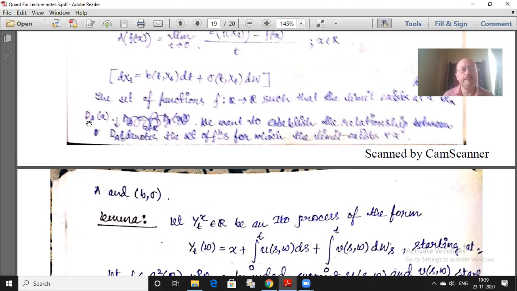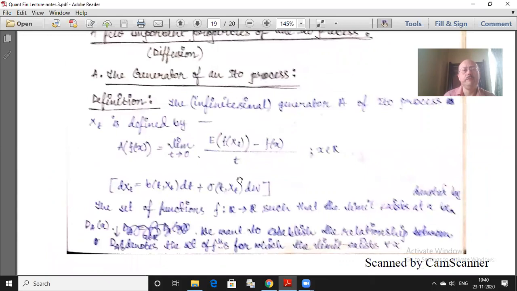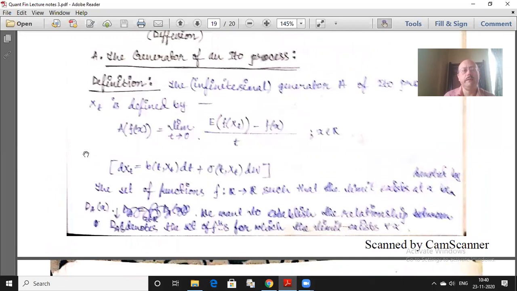So I have D_A(x) for a specific x. If I take the intersection over all x in R, all the possible starting points, then that set is the set where this limit exists for any starting point, which I call simply D_A. Okay, so is that all right? I'm trying to understand this rate of change operator in the expectation, which we call the generator, and I am specifying that the good functions for which this limit exists are collected in a set D_A.